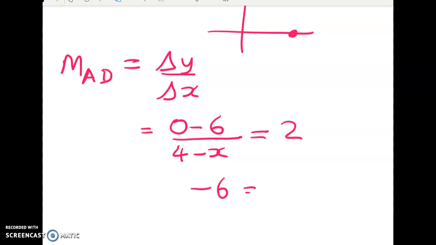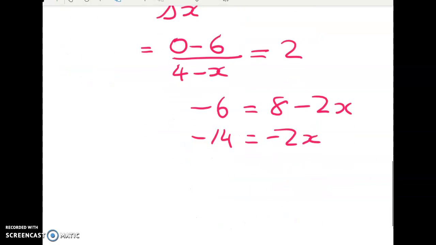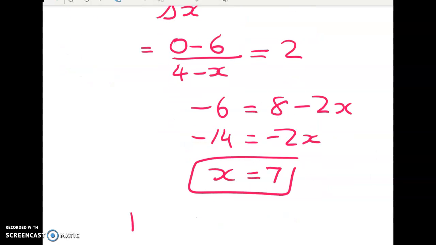That gives us negative 6 is equal to 8 minus 2x. Something's gone wrong. Oh, no, that's right. Negative 14 is equal to negative 2x. So x is equal to 7. So the coordinates of point D are 7, 6.